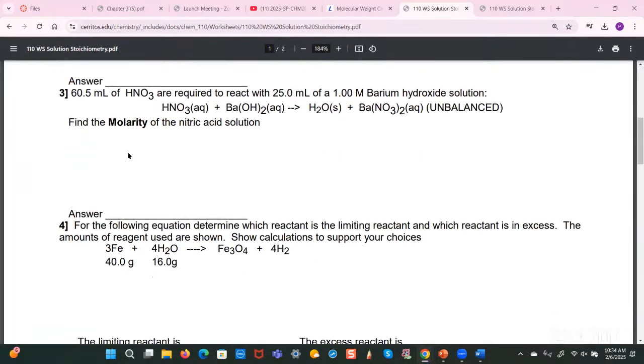Okay, so number 3 says 60.5 mL of nitric acid are required to react with 25.0 mL of a 1.00 M barium hydroxide solution. Now it gives you the equation, but it says it's unbalanced, so you have to balance it. And then the question is asking for you to find the molarity of the nitric acid. All right. So first task is to balance this equation. So how would you go about balancing it?